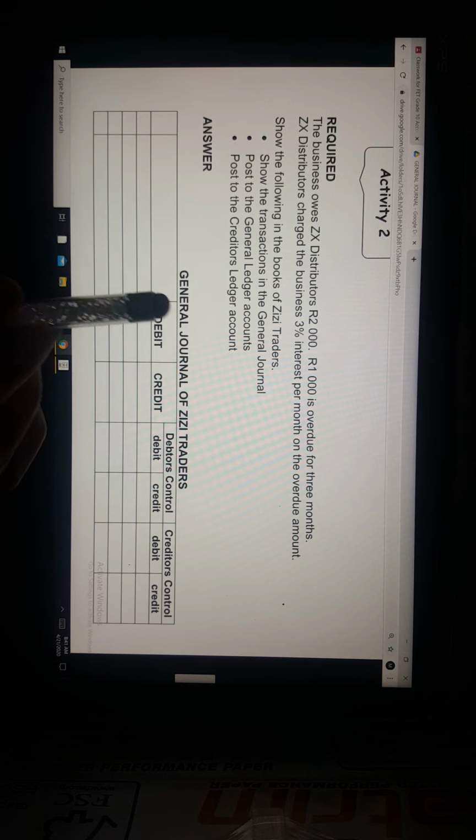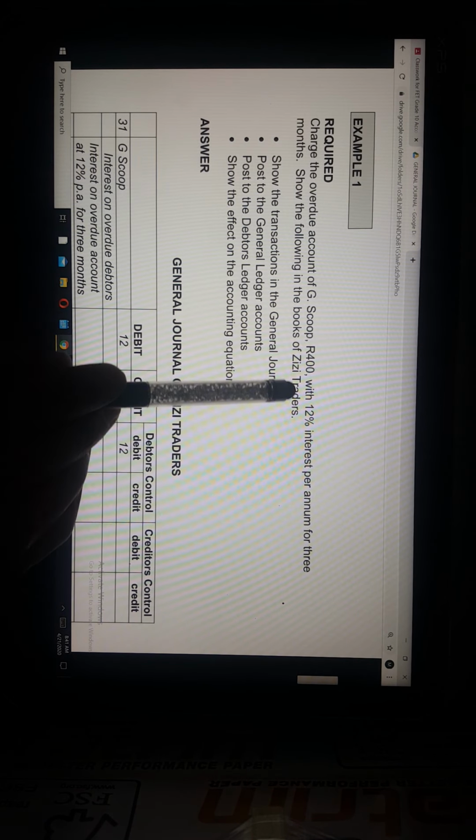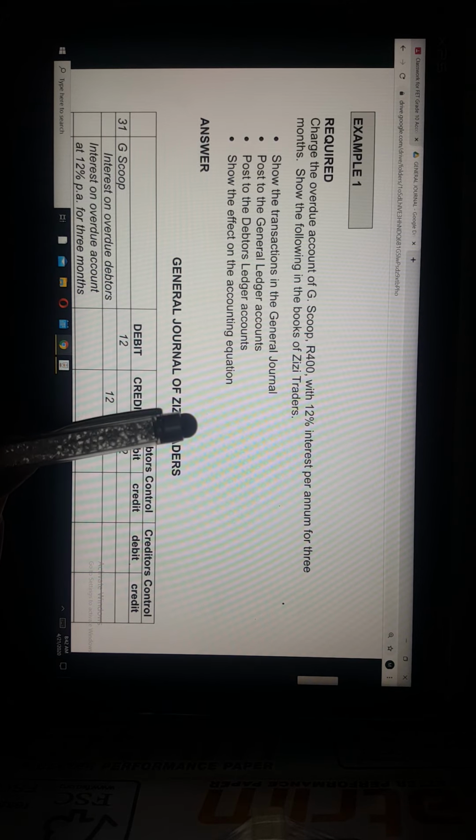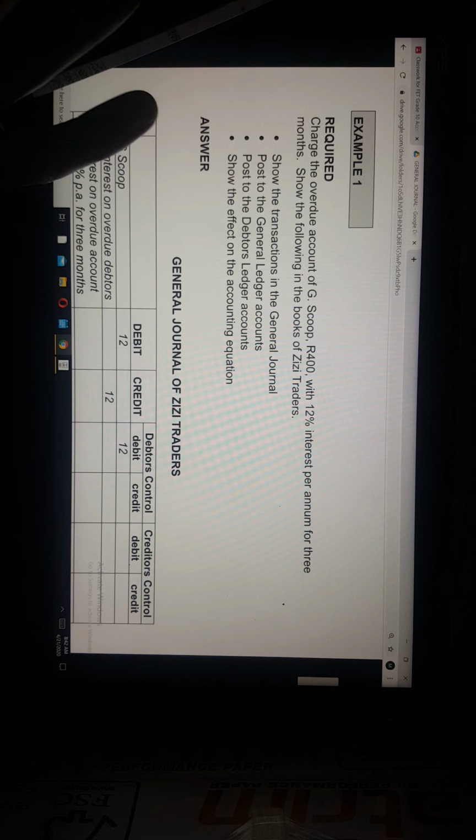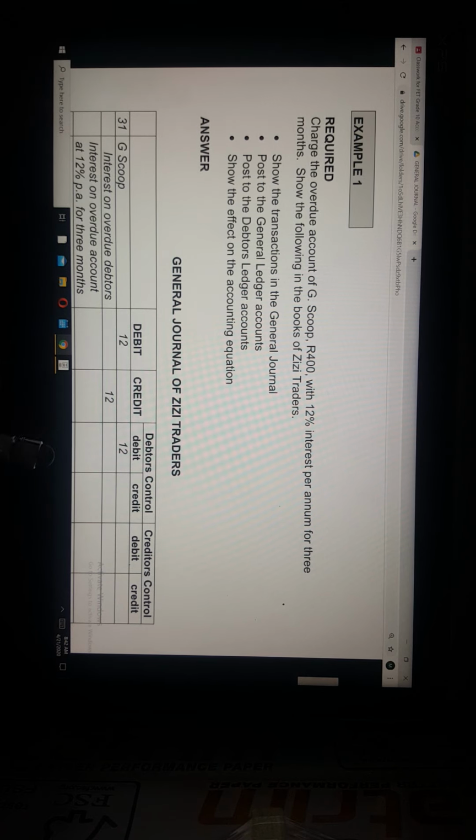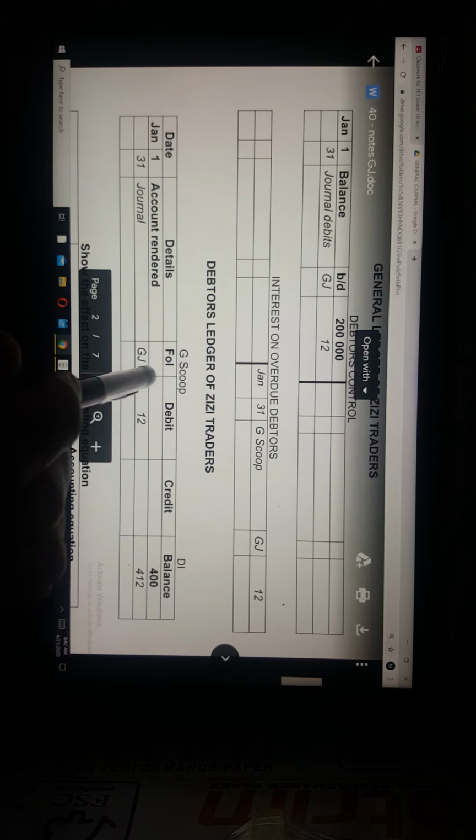Okay, just a note on this example here. Can you see example 1, right? Let me just go back there. Sorry, I'm going to example 1. Right, so this one here told us 400 Rand with 12% interest per annum for 3 months. So what did I do? I used my 400 Rands, and I said multiplied by 12%, and then I have to multiply it by 3/12 to get to 12 Rands.